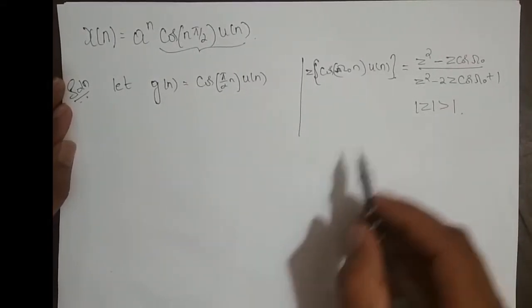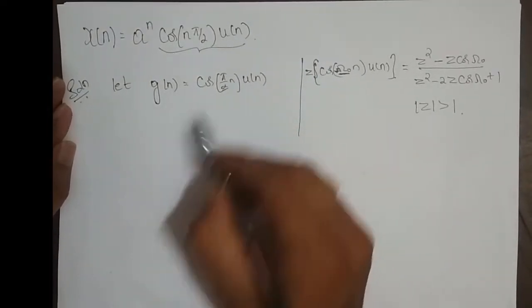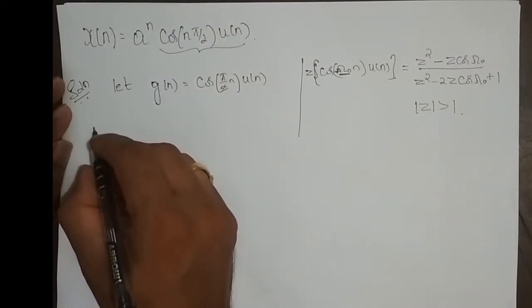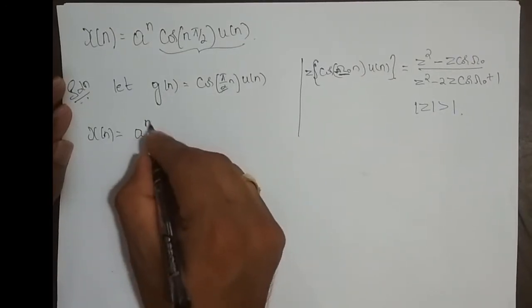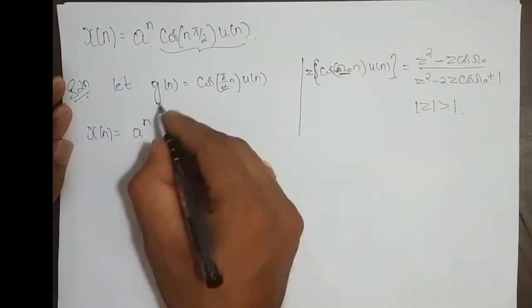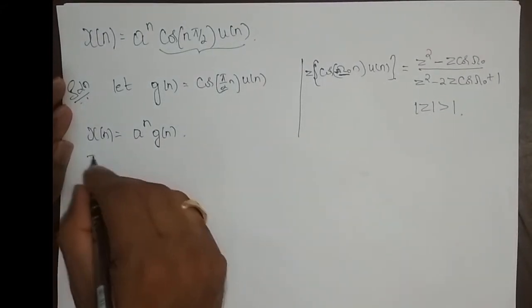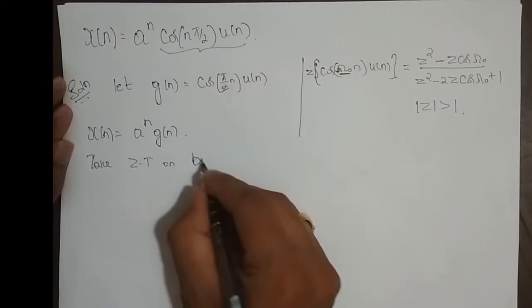Okay. Now here in this case, what is the value of omega naught? Omega naught is actually pi by 2. That we shall see later. Okay, fine. Now what happens to x of n? X of n becomes a power n into this part, and this part is g of n, right? So a power n into g of n. Now I take z transform on both sides.